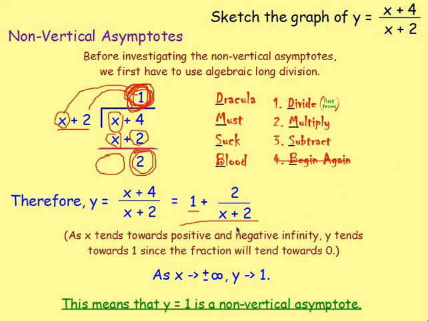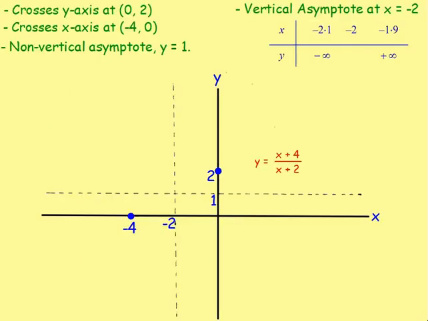The reason you're doing that is you can clearly see, for your fraction here, as x gets bigger and bigger, you're going to be dividing 2 by a bigger and bigger number, meaning that that will approach 0. If this approaches 0, you're just going to be left with this number 1. Therefore, as x tends towards positive and negative infinity, y would tend towards 1. So y equals 1 is a non-vertical asymptote.